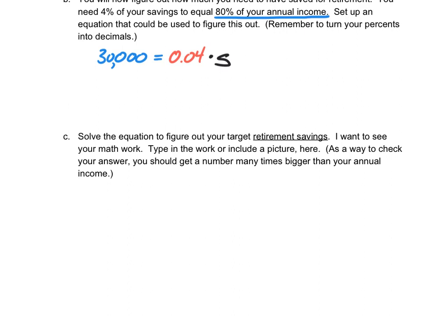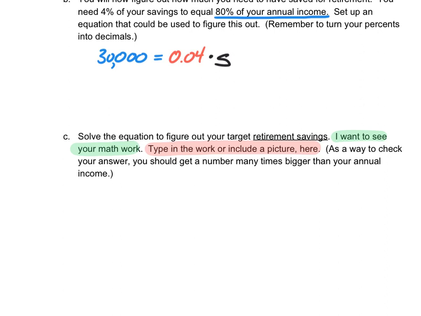And then in part C, we're actually going to figure out what that amount is. So in other words, part C is saying, solve the equation from part B. And for this one, you'll notice that I'm specifically telling you that I want you to either type in the work or include a picture here. I want to see your math work. So this is one of those problems where you will be graded on the math itself as well.